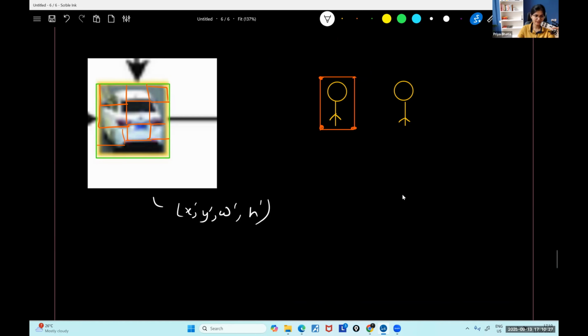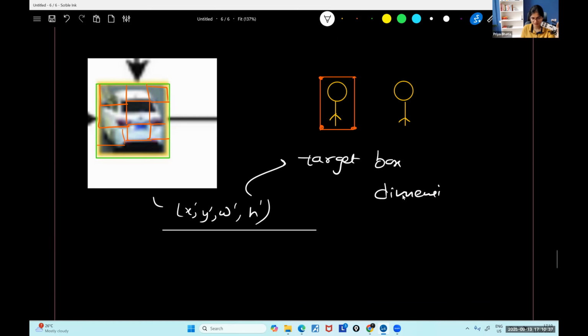What we are saying over here is that there will be target box dimensions available to us, which we are looking for. Maybe you are saying that I am looking for this specific dimensional input image, which my model will be able to target as a car, as a dog, or something like that. And that is something which we are saying as X, Y, W, and H.